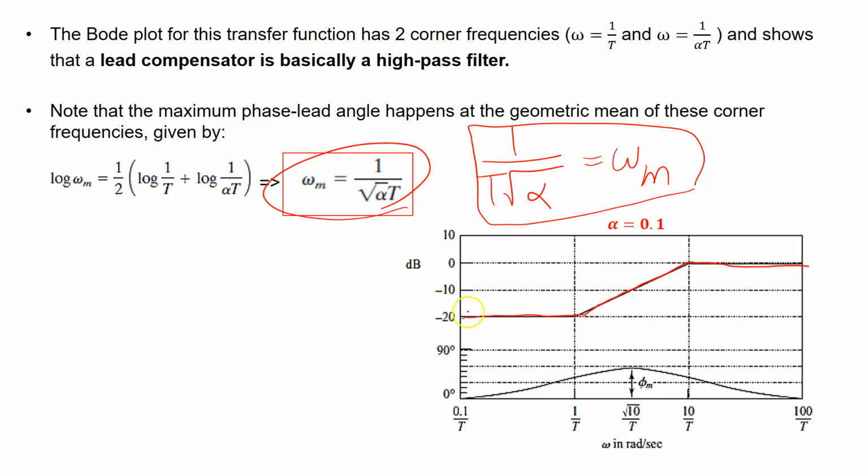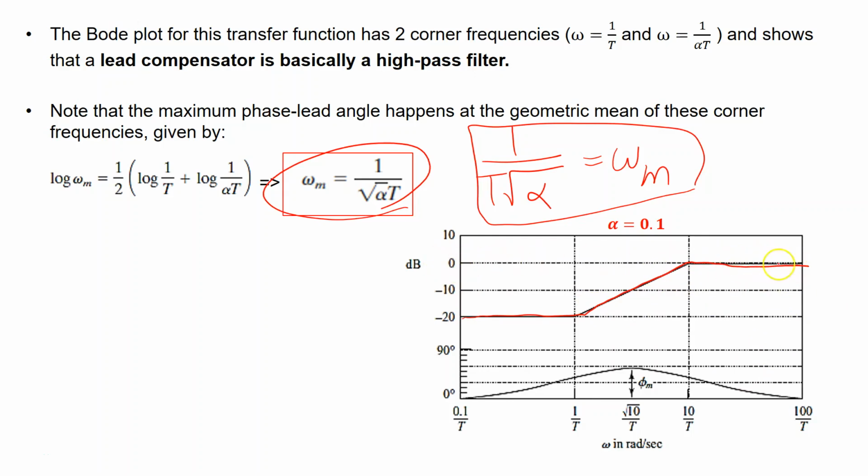So at low frequencies, what is the decibel? It's a very small decibel. And you know, negative decibels means what? It means magnitude is less than 1. But when the frequency is going higher, what happens? Your decibel is going back to 0.